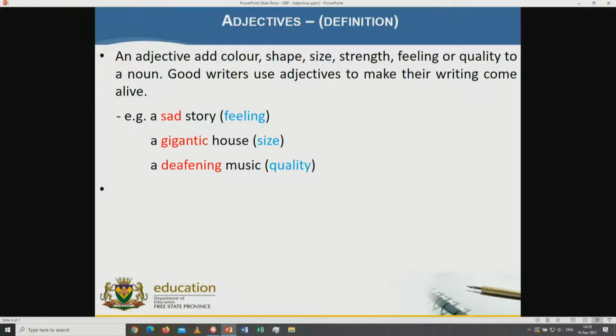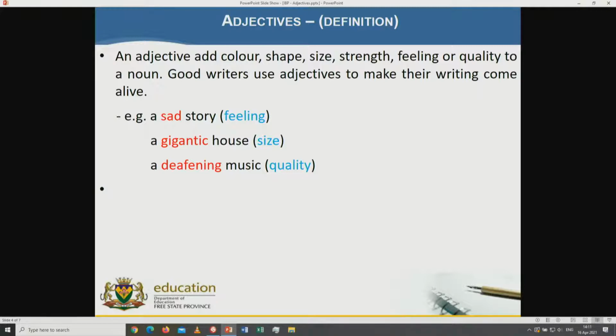And we're saying they add strength, feeling, or quality to a noun. Now let's look at the examples that I have here. And before that, we say adjectives are so good, and good writers use adjectives to make their writing come alive.